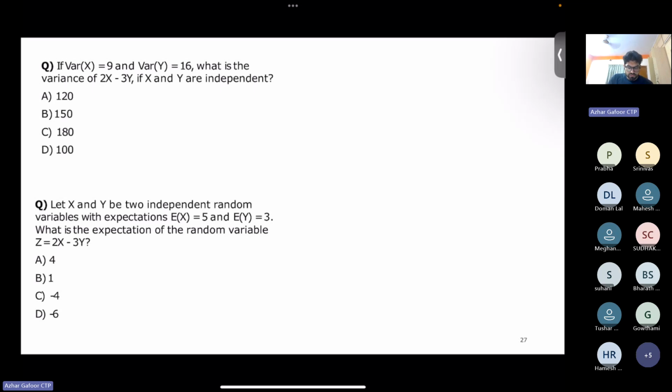So quick questions. Variance of x is given as 9, then variance of y is given as 16. So what is the variance of 2x minus 3y? And it is given x and y are independent. So if it is independent, covariance of x and y will be equal to 0. Remember, you have to square the constants in case of variance, and try to give me the answer.